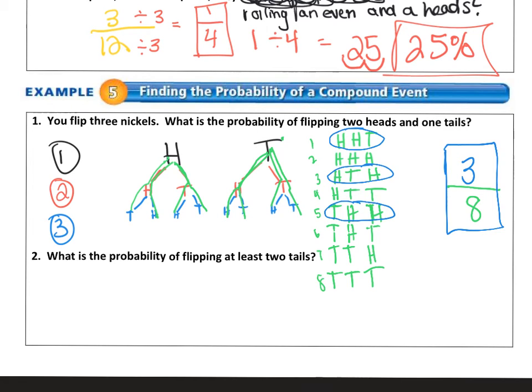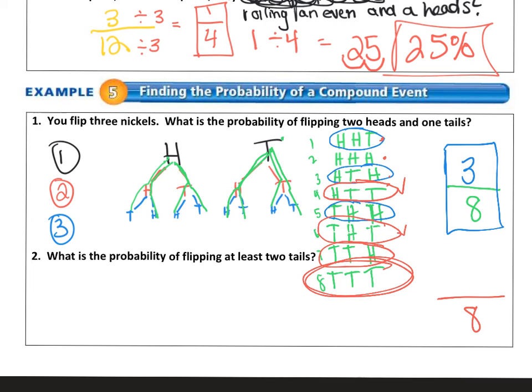And finally, I'm going to do this in red. What is the probability of flipping at least 2 tails? Okay, so out of 8 again, at least 2 tails. This option does not have 2 tails. This option does not have 2 tails. Does not. But this option has 2 tails. This option has at least 2 tails. This option has at least 2 tails. And look at that, even this option has at least 2 tails because it has more than 2 tails. It has 4 tails. Okay, so I'm going to count up all the red options. And that is 4/8, also known as 1/2.